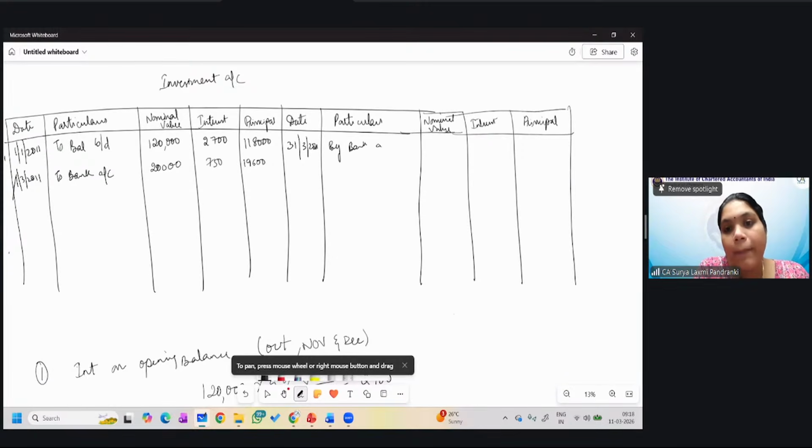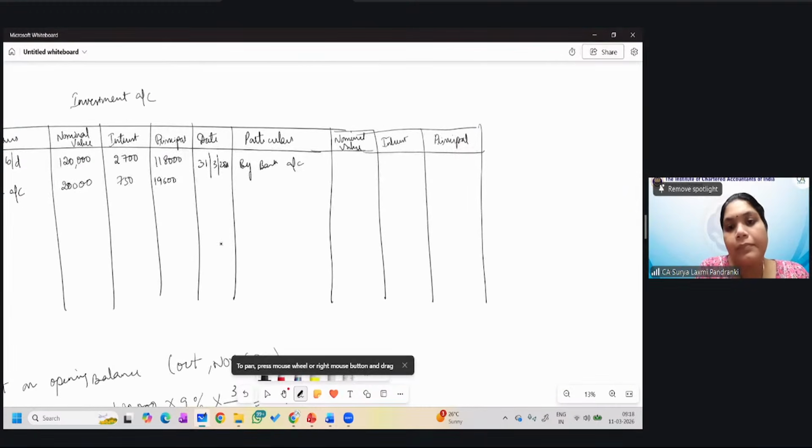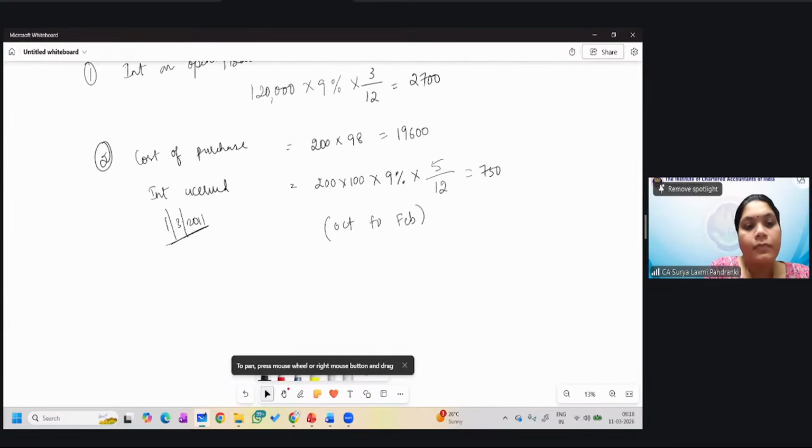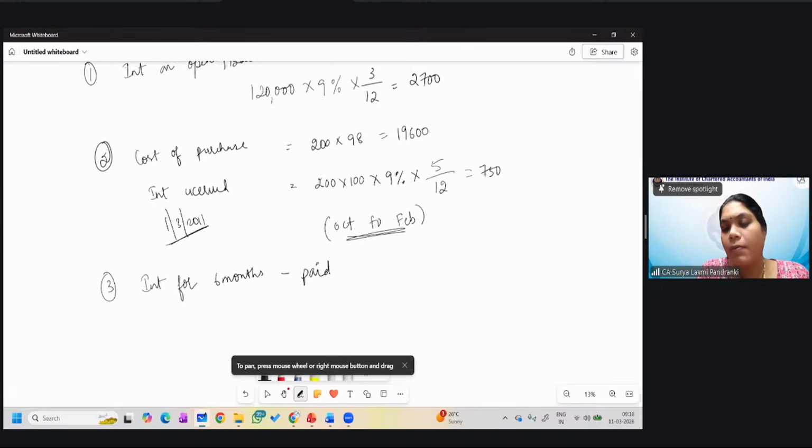Ma'am, for the opening balance, the interest we have calculated from October to December. And for the March 31st that we have purchased 200 units, for that, don't we have to calculate from January to March? January to March is also included here, no? Yeah, January to March, ma'am. 3 months, January, February, March.